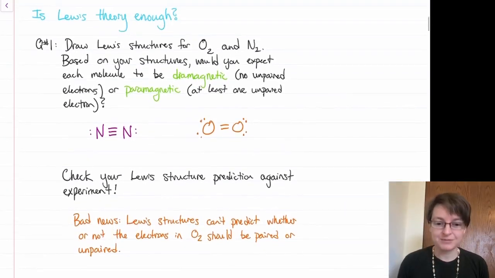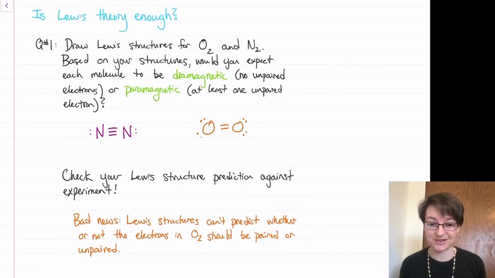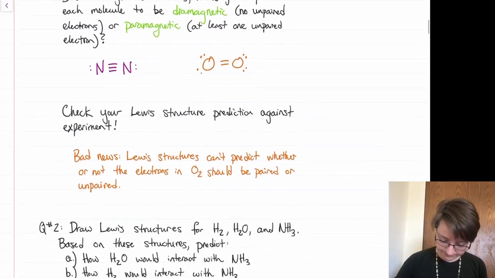So now that you watched the video, you probably see the bad news, which is that Lewis structure can't predict whether or not the electrons in O2 should be paired or unpaired. And if it can't predict where the electrons are, it gives us much less confidence that it will be able to predict the reactivity of this molecule.